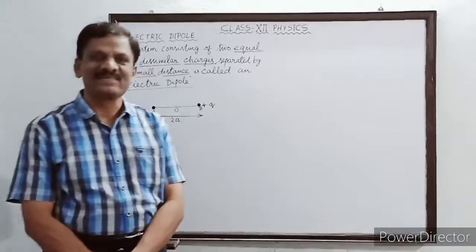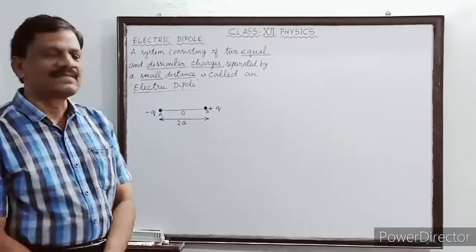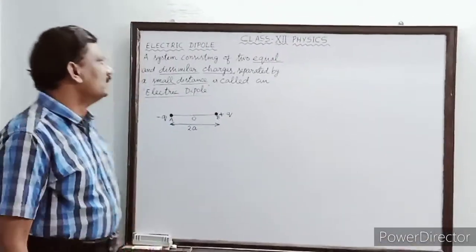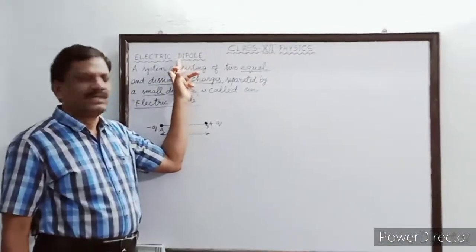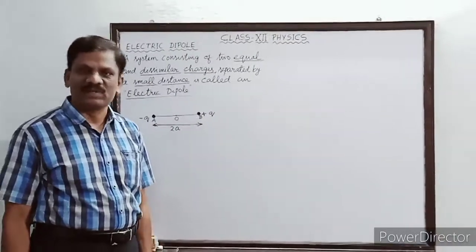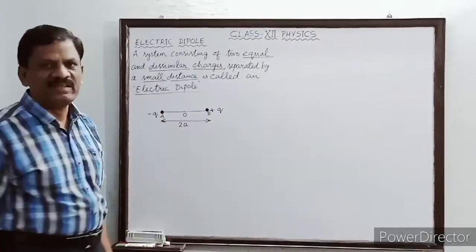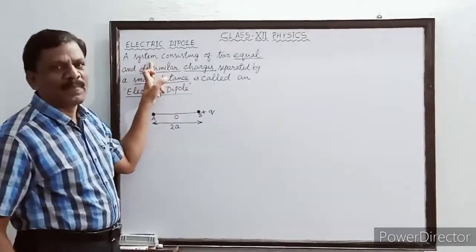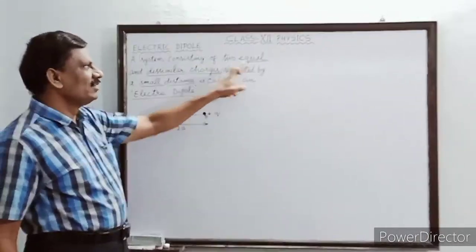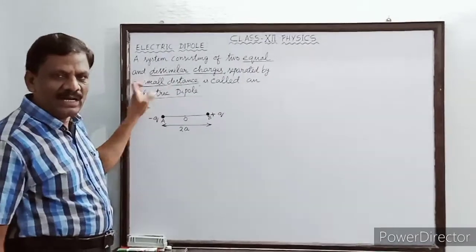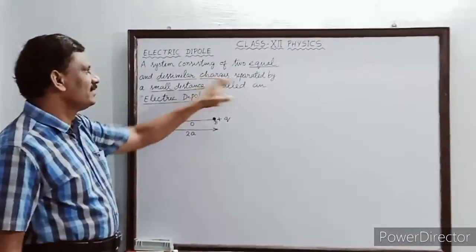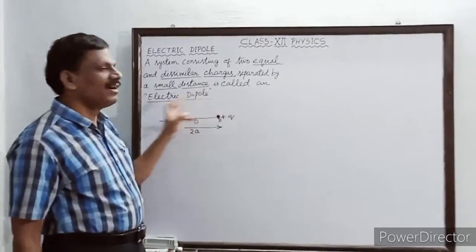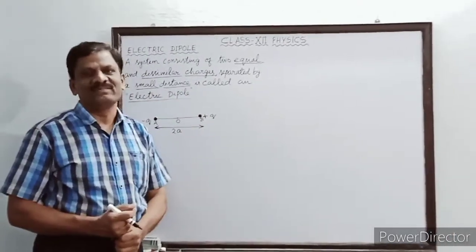Good evening, students. Now we are going to discuss an electric dipole. Di means two, so dipole means two poles. First we will define what an electric dipole is. A system consisting of two equal and dissimilar charges separated by a small distance is called an electric dipole.